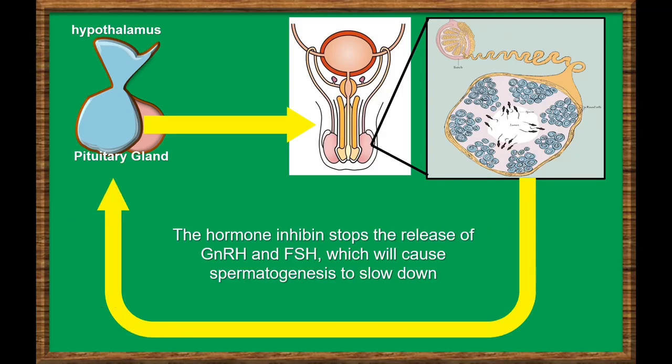However, if the sperm count reaches 20 million per milliliter, the Sertoli cells stop the release of inhibin and the sperm count increases again.